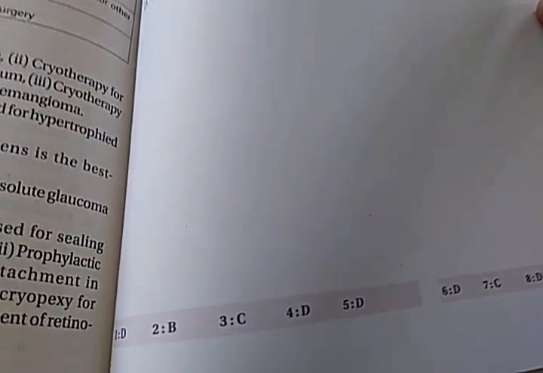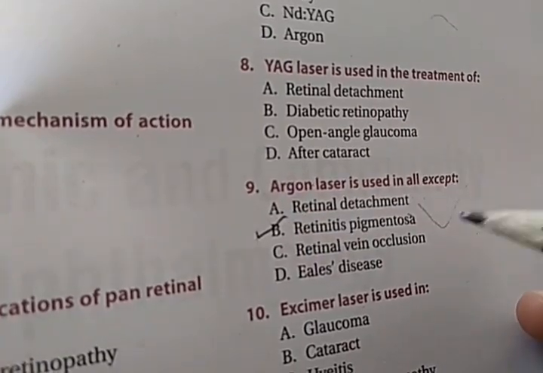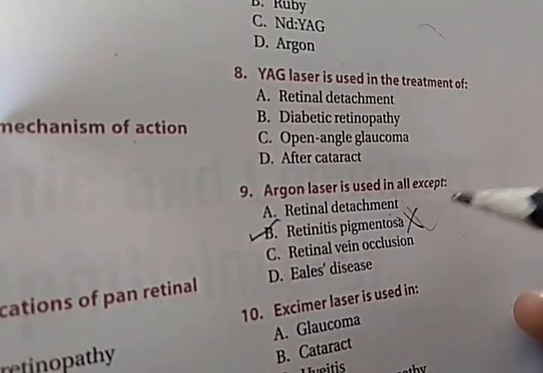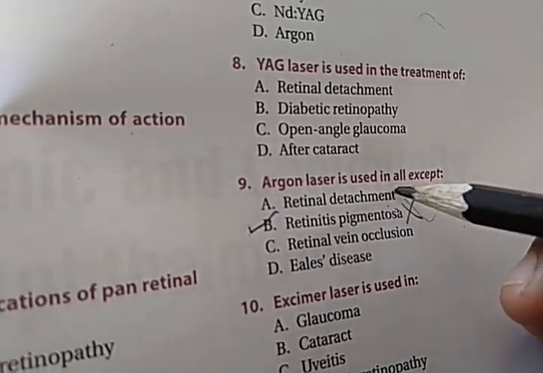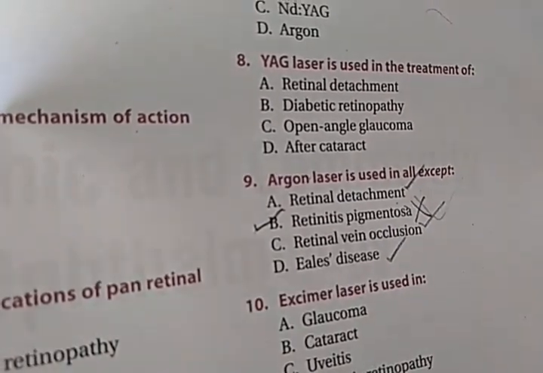Argon laser is used in all except. Question number 9, answer is B. So argon laser is used in all except retinitis pigmentosa. That means you're not using it in retinitis pigmentosa. You will use it in retinal detachment, retinal vein occlusion, and Eales disease.